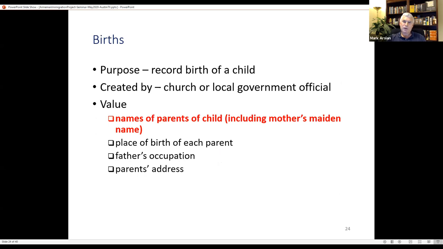Okay, birth records. These are birth records of children that were born in the United States or Canada. And again, they weren't immigrants, but one of the things about the birth records is many times they mention the mother's maiden name. So this might be the only place you ever see that mother's maiden name. It's in a birth record from a child who was born in 1923 in Worcester, Mass.